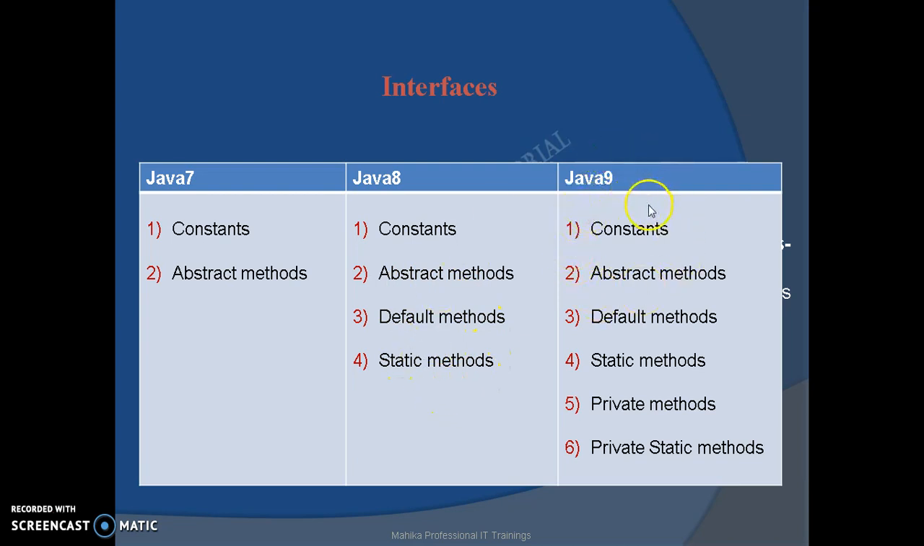Now, from Java 9 onward, the new feature of private methods has been introduced in interfaces. We can have private methods as well as private static methods. So from Java 9 onwards, interfaces can have constants, abstract methods, default methods, static methods, private methods, and private static methods. In this tutorial, we will focus on private and private static methods. Other features we have already seen in previous tutorials.